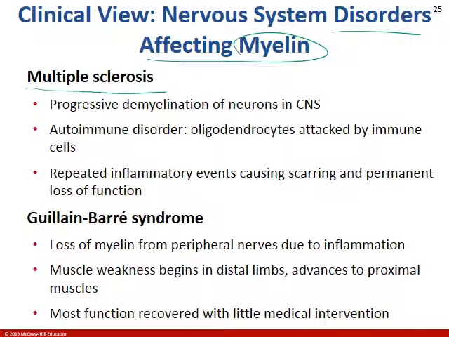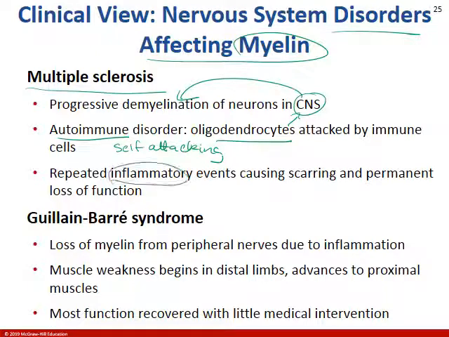We have multiple sclerosis, so this is an autoimmune disorder, so we should be thinking self-attacking, right? So our immune system is attacking the oligodendrocytes that are in the central nervous system, and that's causing demyelination of the neurons. You're going to have repeated inflammatory events, there's going to be scarring, and there can be permanent damage and loss of function. In Guillain-Barré syndrome, this is kind of temporary, so you can have some recovery with little medical intervention. So there is a loss of myelin due to some sort of inflammatory event.